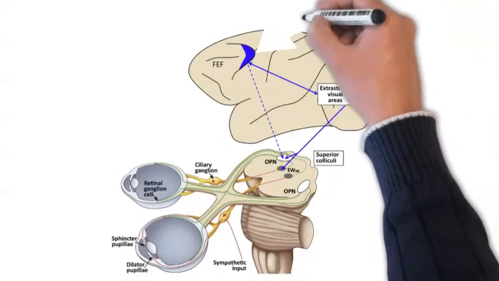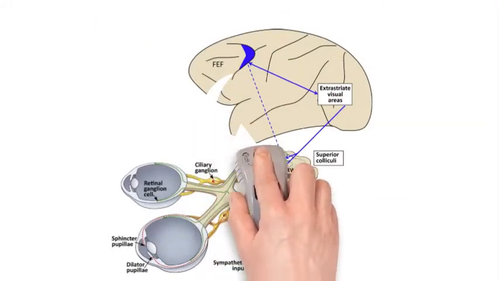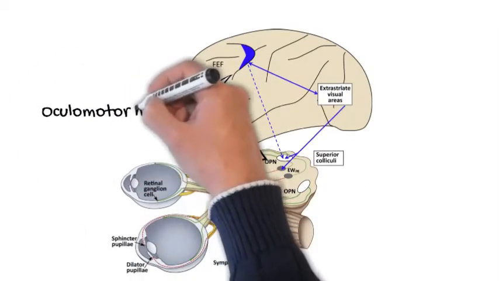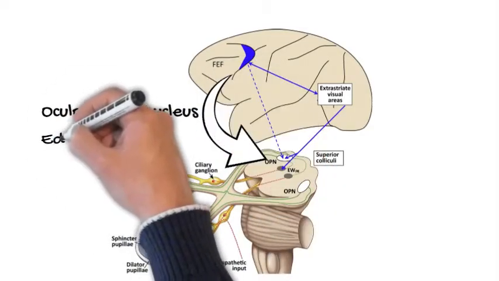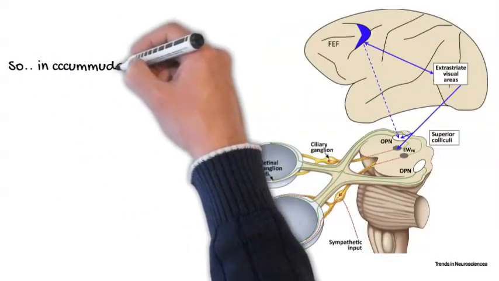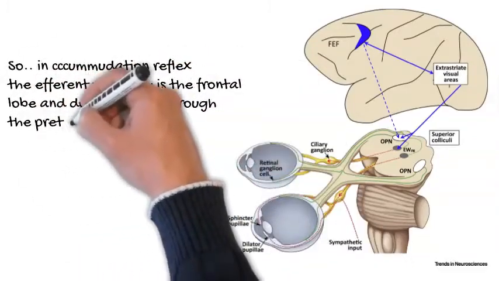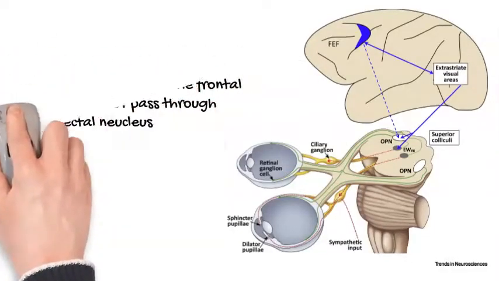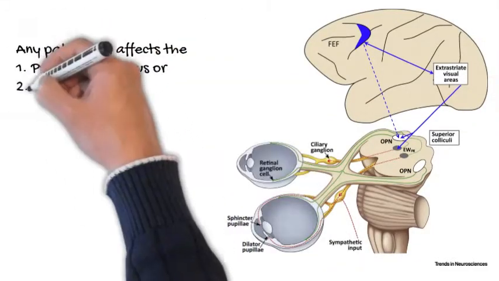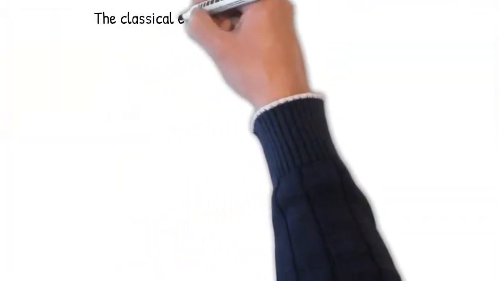From the occipital cortex, signals are transmitted to the frontal eye field, which in turn sends corticonuclear fibers to stimulate both oculomotor nerves to produce convergence and both Edinger-Westphal nuclei to produce pupillary constriction. So the accommodation reflex has a different pathway through the frontal lobe and does not include the pretectal nucleus. Any pathology affecting the pretectal nucleus or dorsal midbrain can cause light-near dissociation.